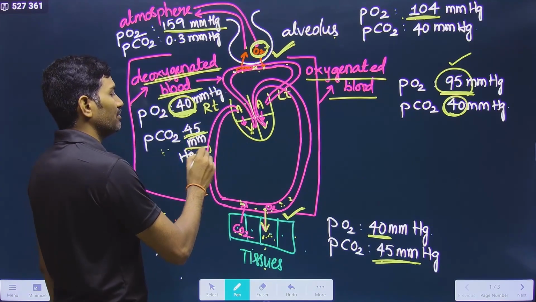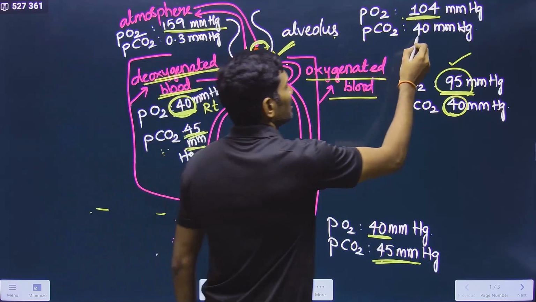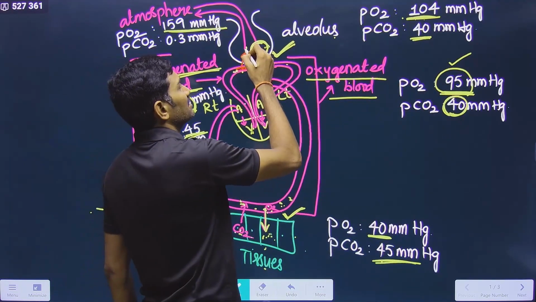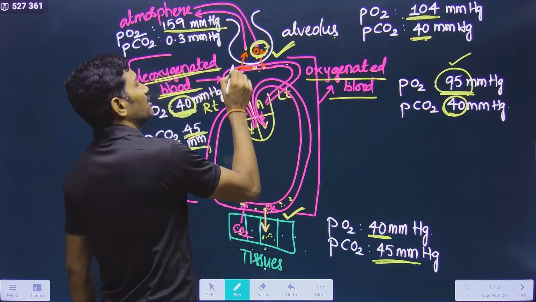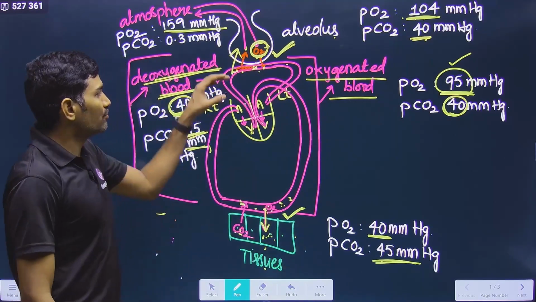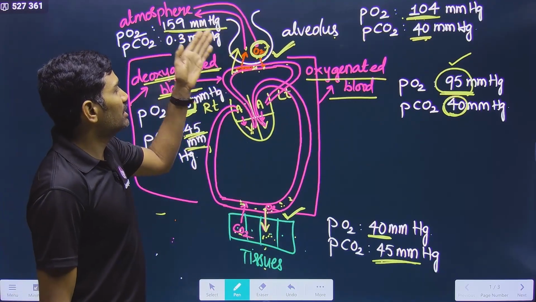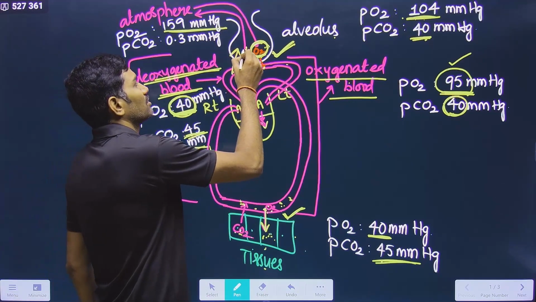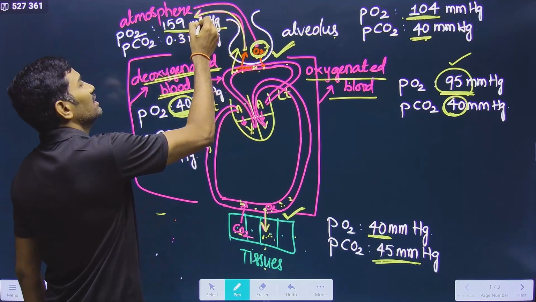What is the partial pressure? 45 mm mercury. And within the lung, what is it? It is just 40. So here it is more, 45, but here it is less, it is 40. So from higher to lower it is going. So CO2 from deoxygenated blood will simply diffuse into the alveolus. In this way it is diffusing into the alveolus, and then finally it is released into the atmosphere.